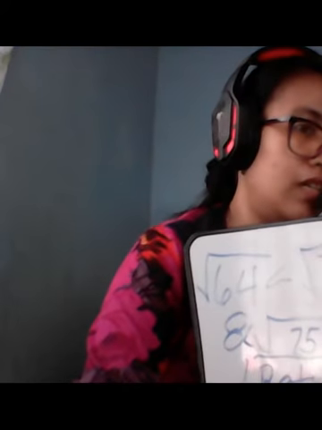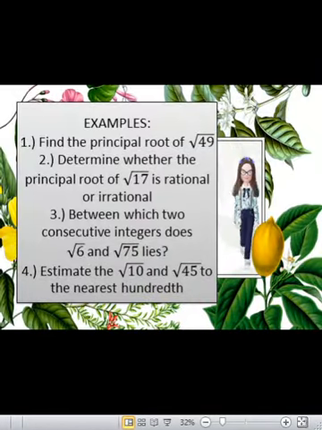Okay, for the final example, the question is to estimate. On the third example, we just give the two consecutive integers. But on this one, we will give the estimated square root since it is irrational or a not perfect square number. So we have here two examples, the square root of 10 and square root of 45.